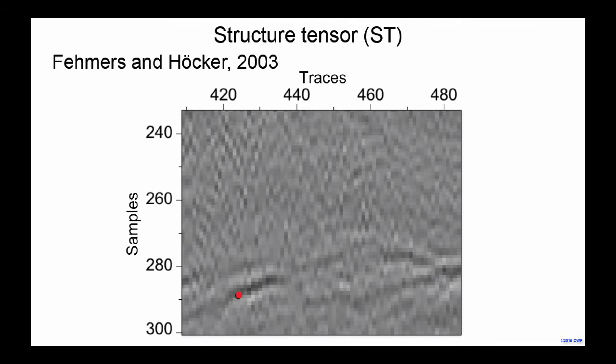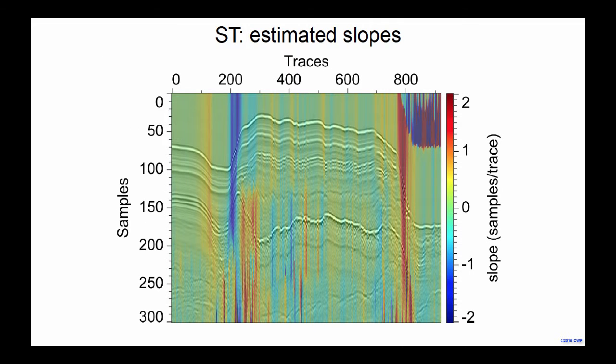So for the structure tensor method, we start by computing structure tensors for every sample in the image. And from these structure tensors, we can compute an eigenvalue decomposition to obtain eigenvectors normal to structure and eigenvectors parallel to structure. And from the components of either the normal vector or the parallel vector, we can compute the slope. In practice, it just so happens that we use the normal vector to compute these slopes. We then move on to the next sample and do the same thing. And this is what an image of estimated slope values looks like overlaid on top of the seismic image.